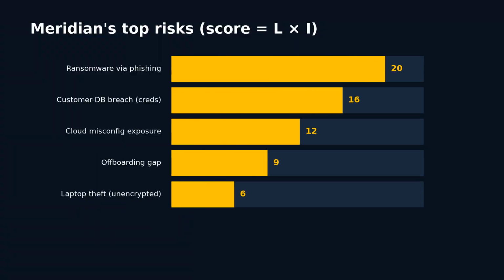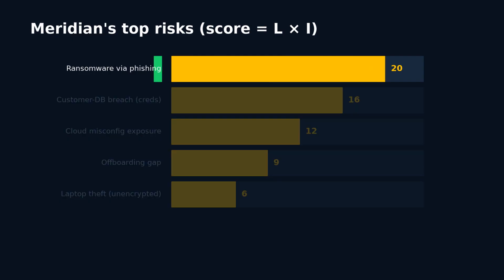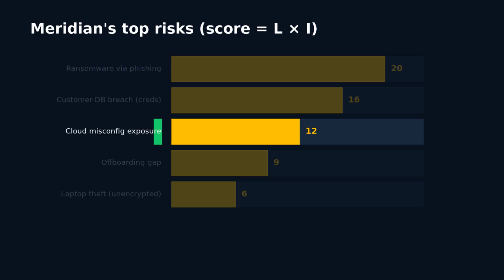Step 4. Turn the register into decisions. Plot every risk on the likelihood impact grid and the picture makes the argument for you. Meridian's ransomware scenario tops the board at 20. That's not a surprise, it's confirmation the method reflects reality, since ransomware dominates real-world small business breach data. The credential theft scenario at 16 and the cloud misconfiguration at 12 fill out the top right of the map, the quadrant that simply is next quarter's security roadmap.